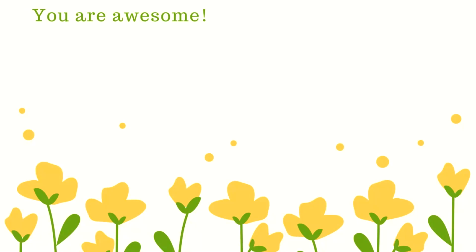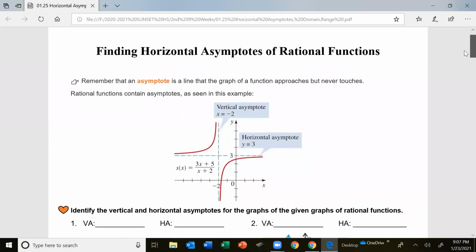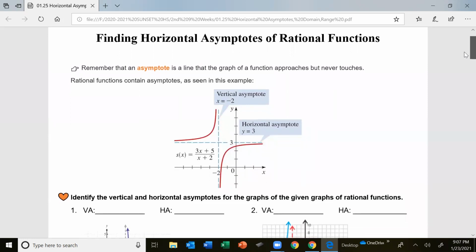Today, we are going to be talking about how to find horizontal asymptote of rational functions. Okay, so remember, rational functions have a fraction of polynomials. An asymptote is a line that the graph of the function approaches but never touches.